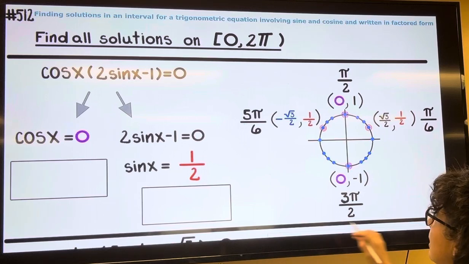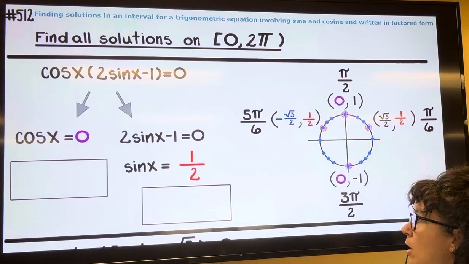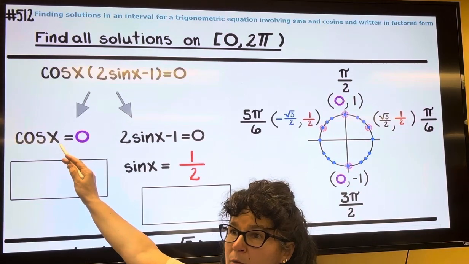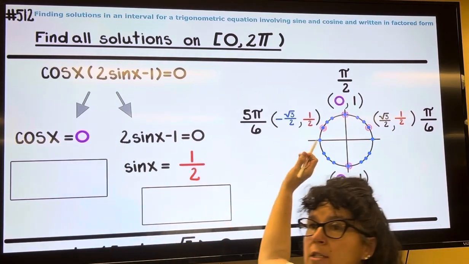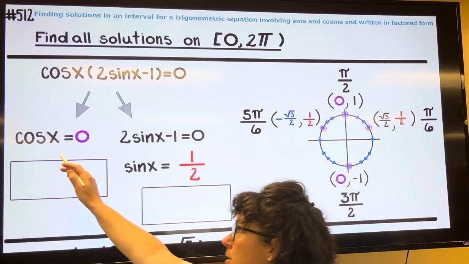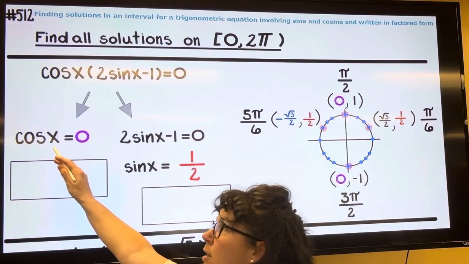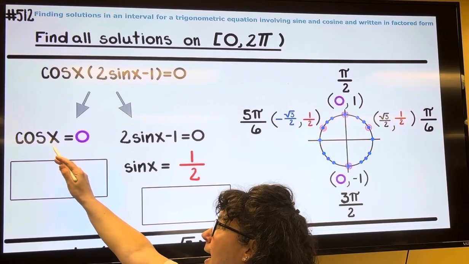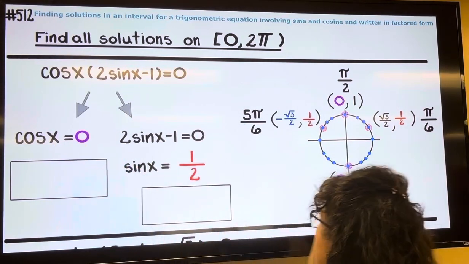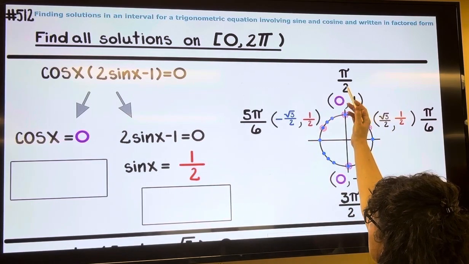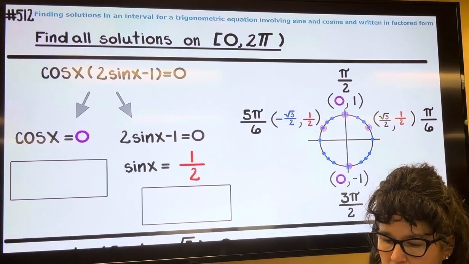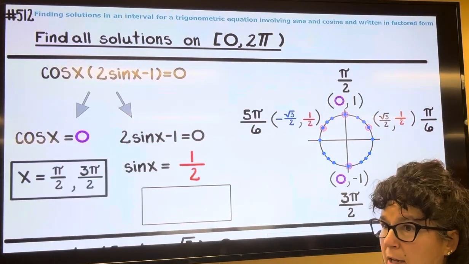Okay, so I've got a little bit of my unit circle drawn, and remember that all points on the unit circle are cosine of an angle comma sine of an angle. So cosine of x equals 0 is saying what angle measure or measures has an x coordinate of 0. Looking at our unit circle, at both pi over 2 and 3 pi over 2, our x coordinates are 0. So we have those two angles.